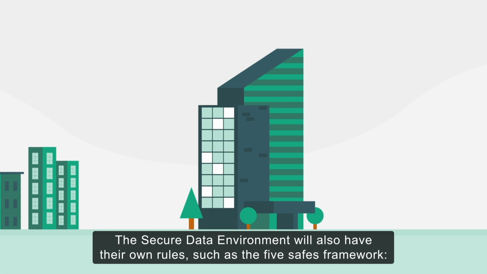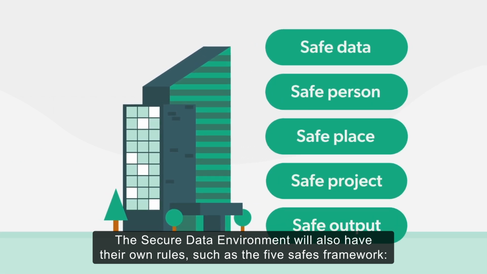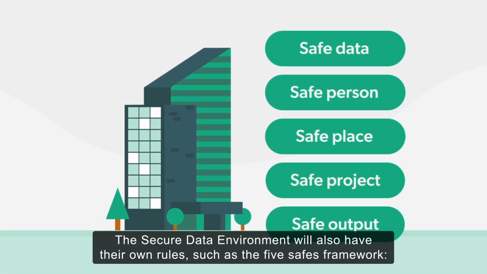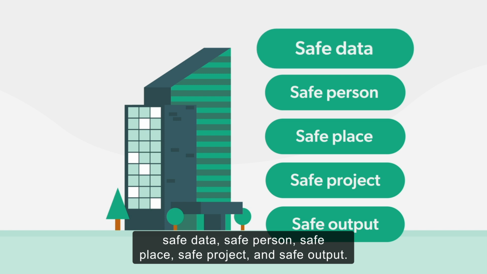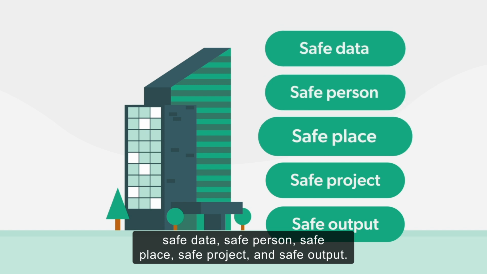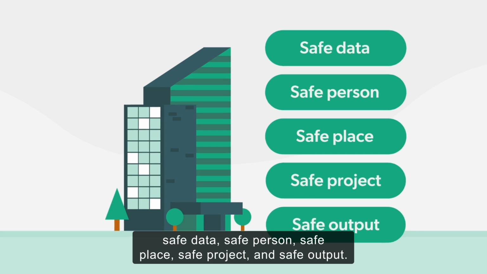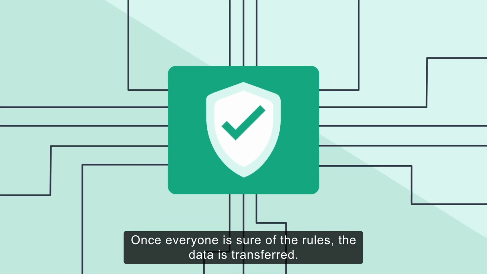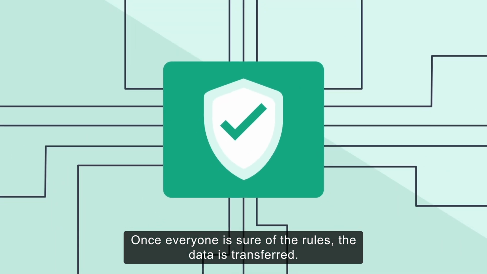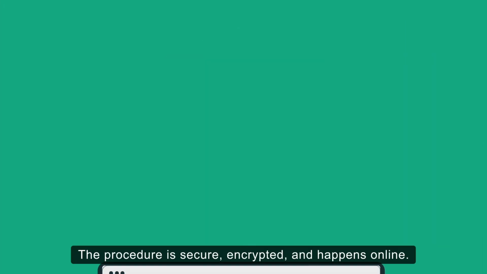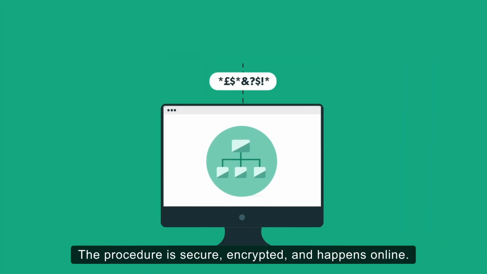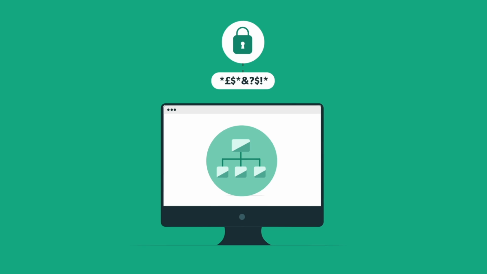The secure data environment will also have their own rules, such as the 5 SAFEs framework: safe data, safe person, safe place, safe project, and safe output. Once everyone is sure of the rules, the data is transferred. The procedure is secure, encrypted, and happens online.